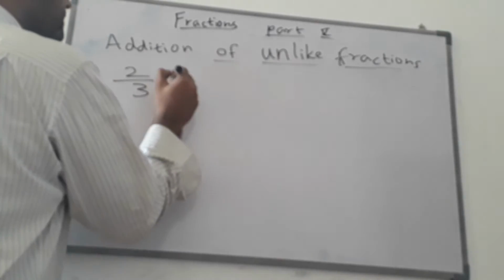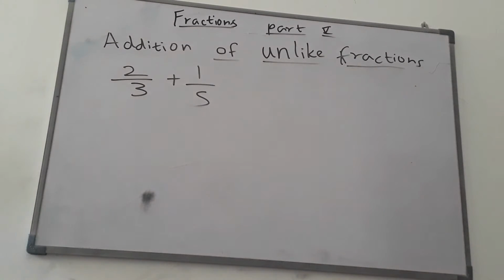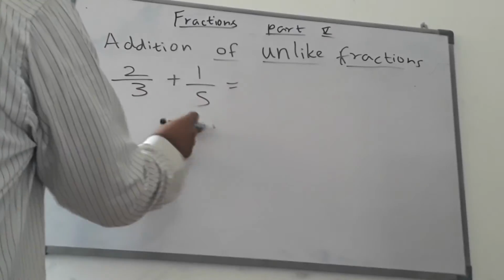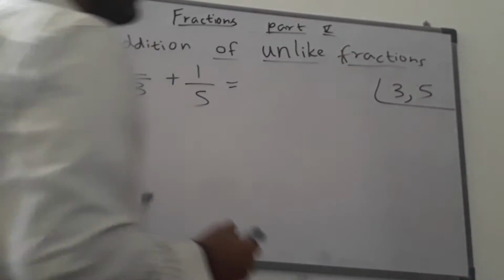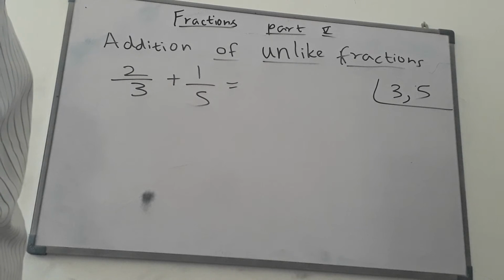Next is something like this. 2 over 3 plus 1 over 5. Okay, here 5 is not a multiple of 3. In a situation like this, we have to find the least common multiple of these two denominators, or least common denominator. So we have to do the division method to find the least common multiple. I taught you how to find least common multiple if 2 or 3 numbers are given.